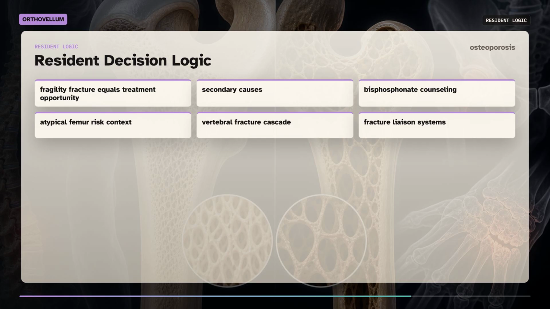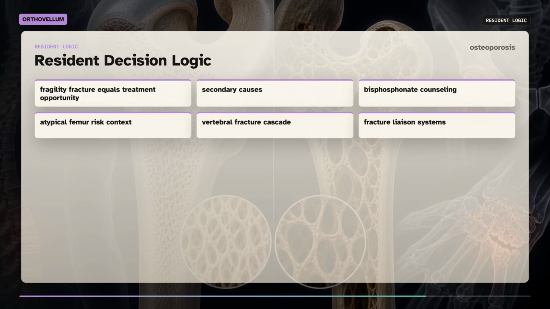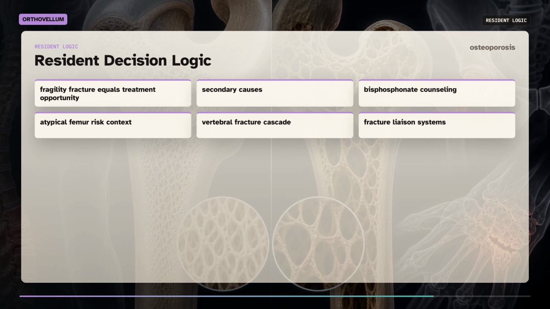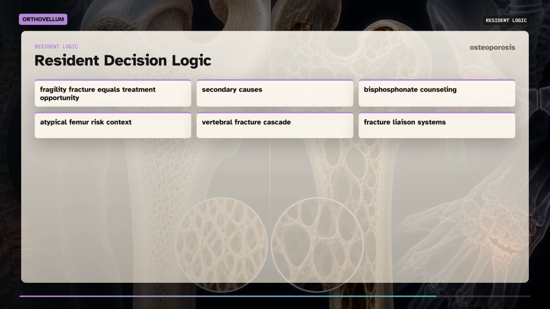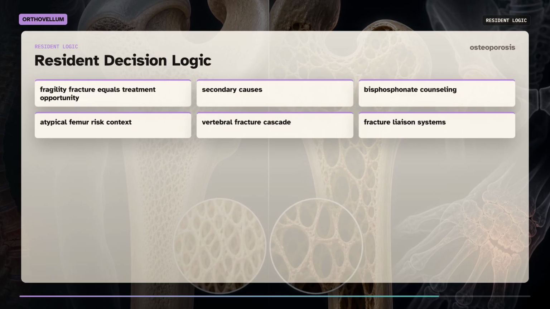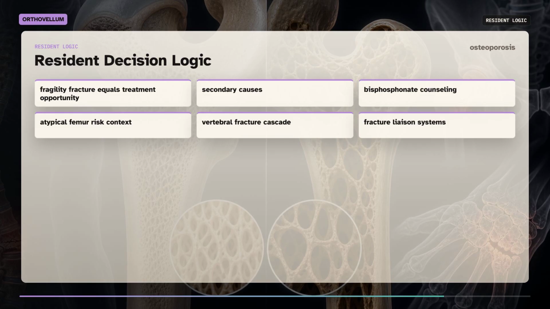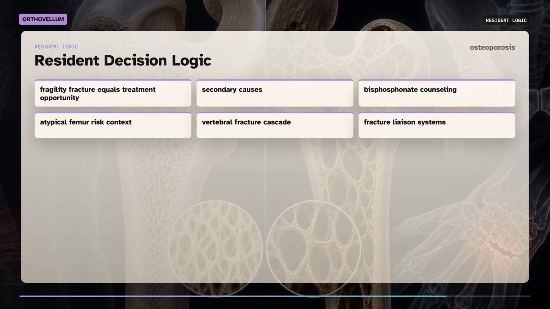Resident-level pearls. Fragility fracture equals treatment opportunity. Secondary causes, bisphosphonate counseling, atypical femur risk context, vertebral fracture cascade, fracture liaison systems. Always name the differential diagnosis before falling in love with the first diagnosis. Always ask whether the proposed treatment matches the biology, the mechanics, the time course, and the person in front of you. If the story is atypical, slow down. Atypical pain deserves a wider lens.